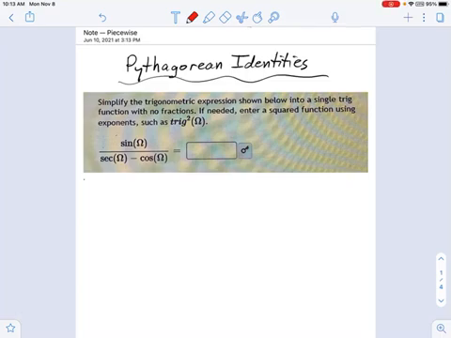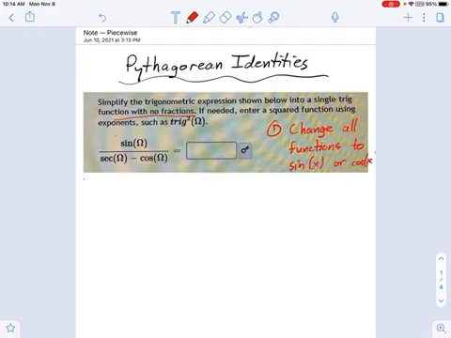We're asked here to simplify a trigonometric expression into a single trig function with no fractions. Okay, so I'll talk a little bit about the strategy that we're going to do here. Number one, I want you to change all trig expressions, so change all functions to sines and cosines.